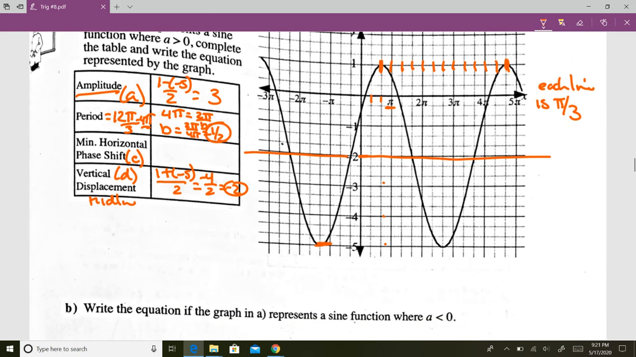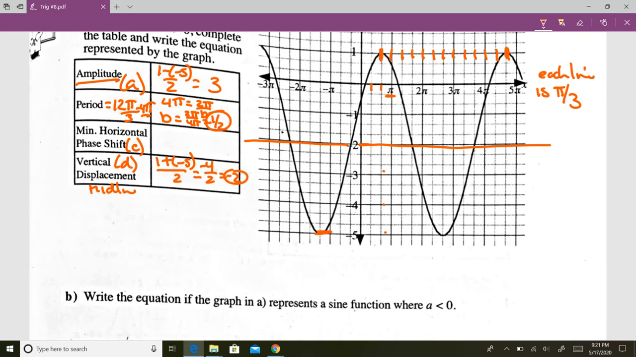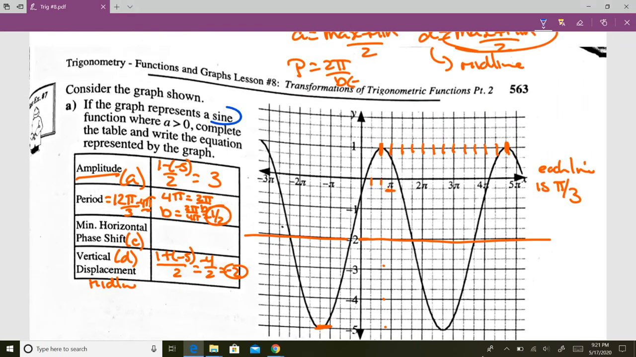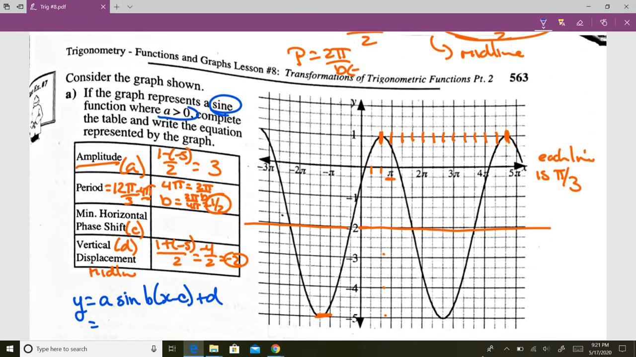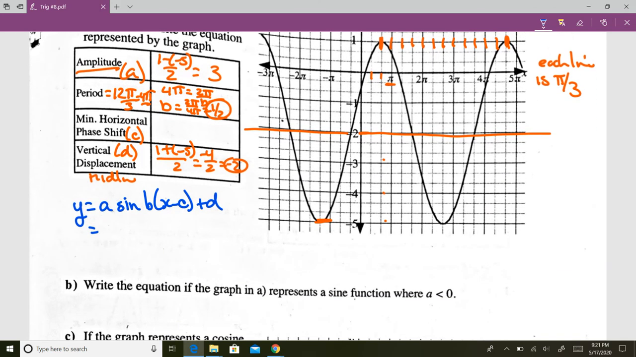That's your d value. Okay, so now we have, is this a sine graph? Yeah, sine. So we have y is equal to a sine of x minus c, plus d. Find a. They tell us a has to be positive, so it's 3. Our b value we calculated is 1/2 x. We'll calculate c at the end. That's our d value, which is negative 2. So we have everything except for the c value.